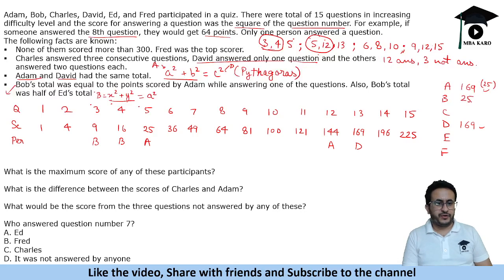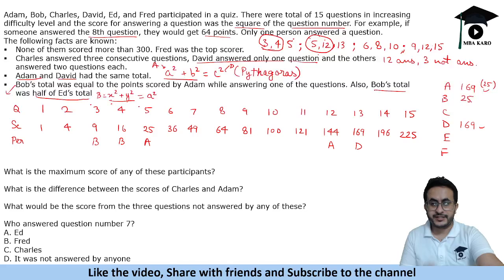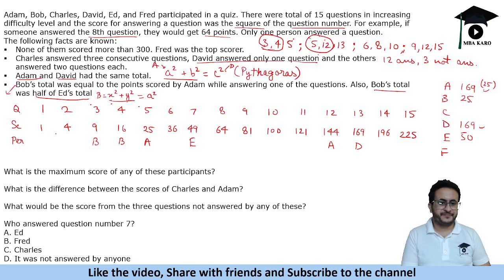Now another thing is given that Bob's total was half of Ed's total. So Bob's total is 25, so Ed's total will be 50. So 50 is only possible with 1 and 49. So this is Ed. Okay, so we got this also.